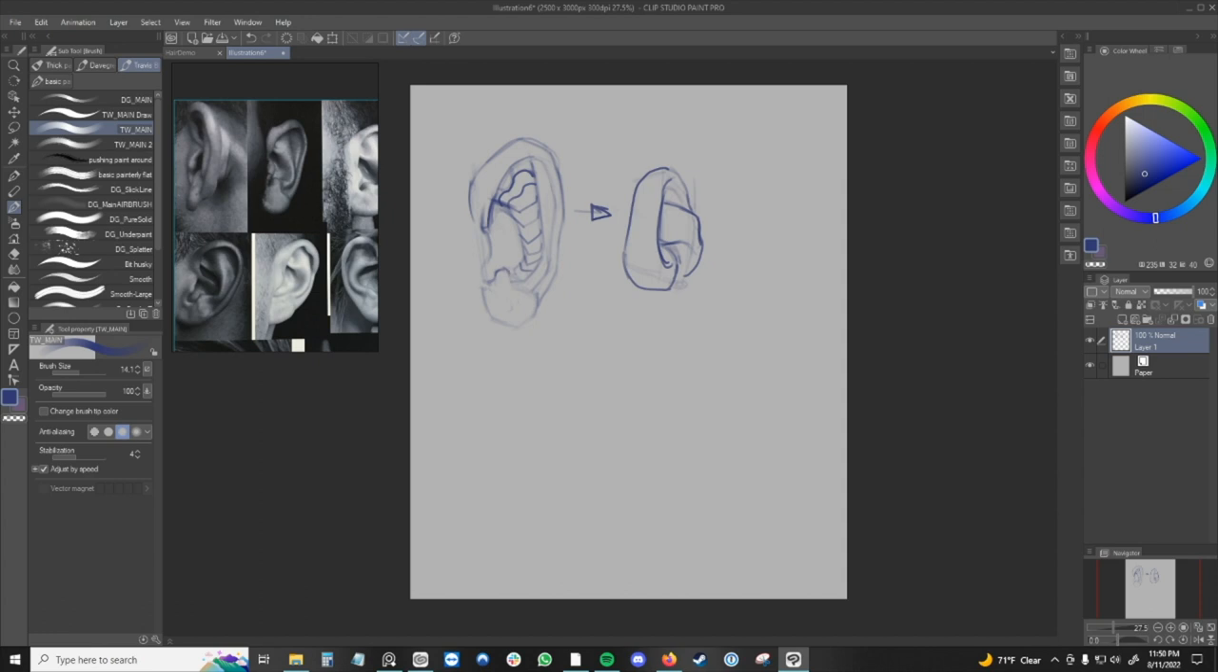Once you really start to understand the basics of the ear and how these pieces kind of interact with each other, that's really the main thing. You have like a secondary plane that comes off of this as well. Probably a little more accurate to say that this goes down this way.